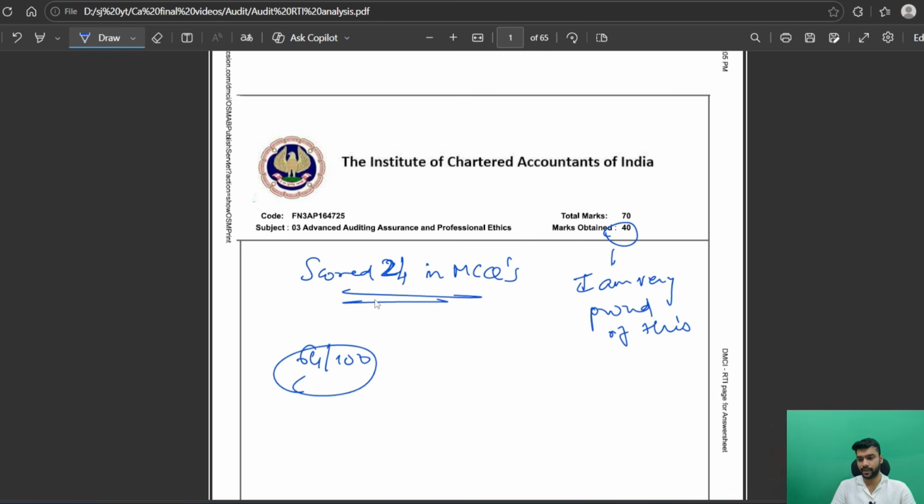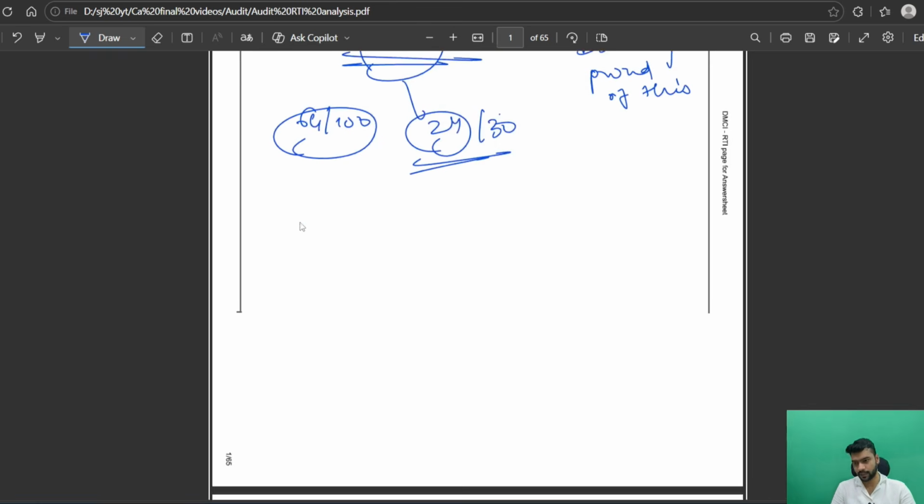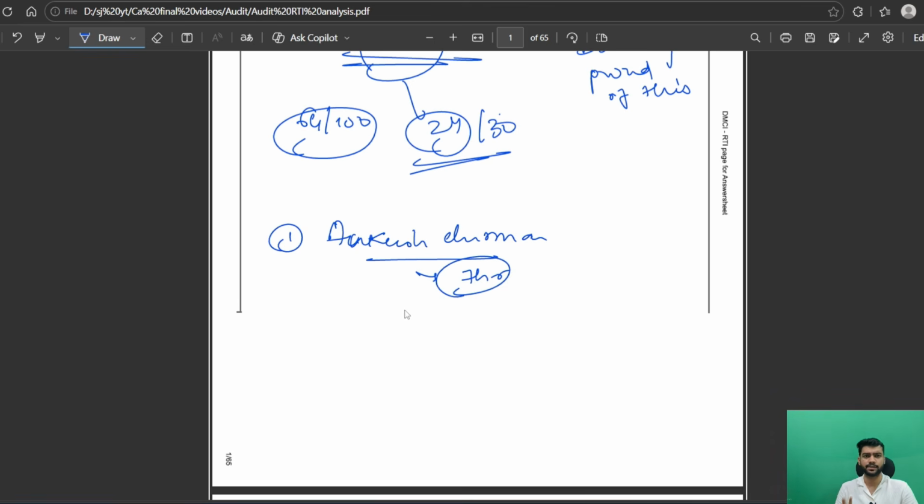But the first secret, as you can see, I have received 24 out of 30 in my MCQs. So if your MCQs are not strong, you will not score. The first thing I will tell you on how to make your MCQs very strong is there is a video of Ankush Chirimar sir for around 7 hours, where he covers each and every MCQ from each and every area, from the module, from the booklet, from the past papers. Everything is covered in these 7 hours. So I will recommend you to watch these videos.